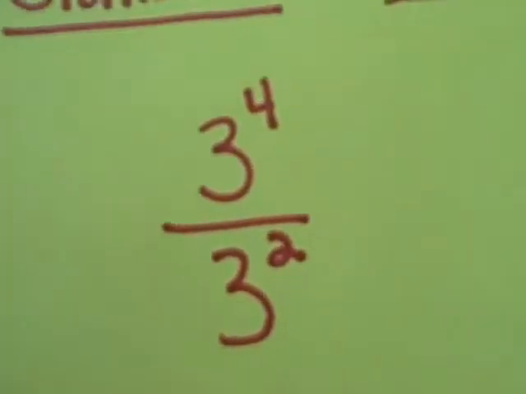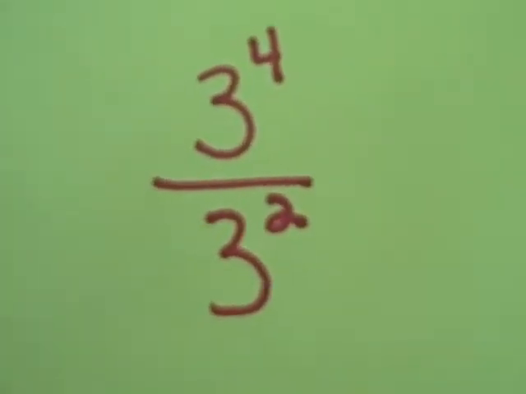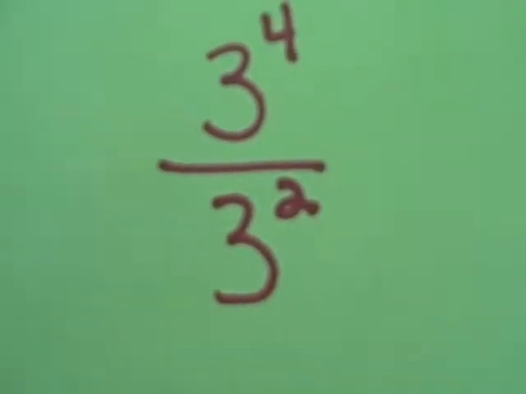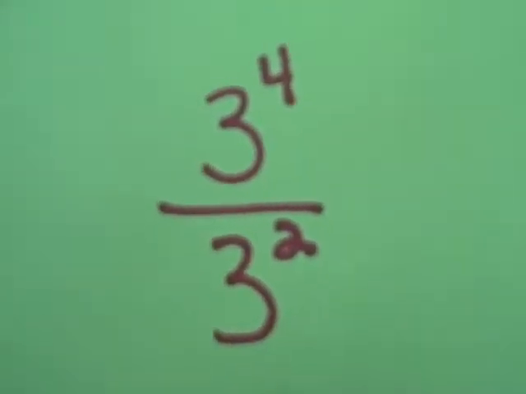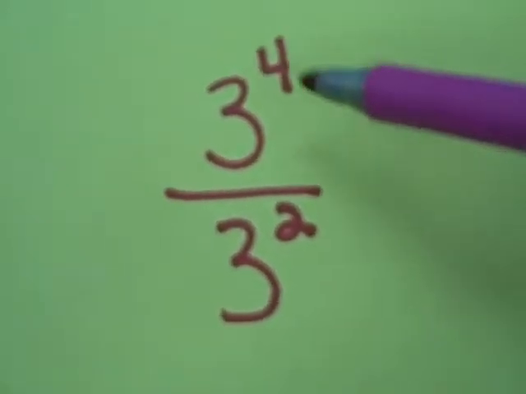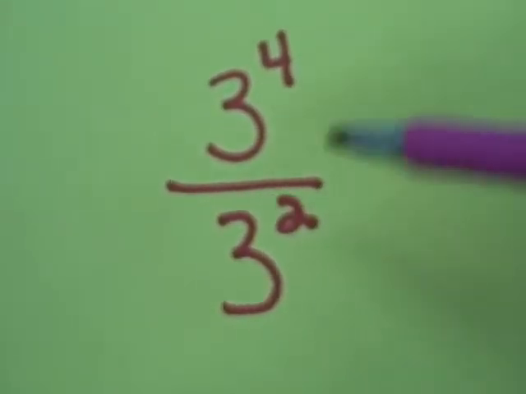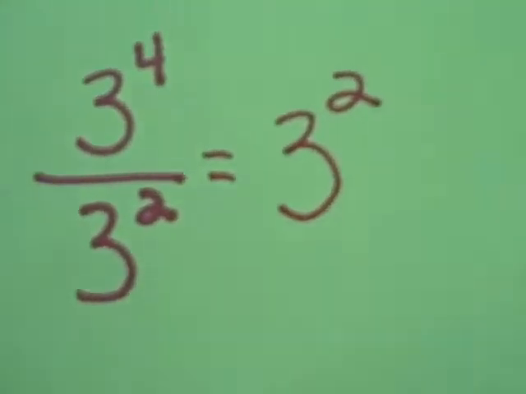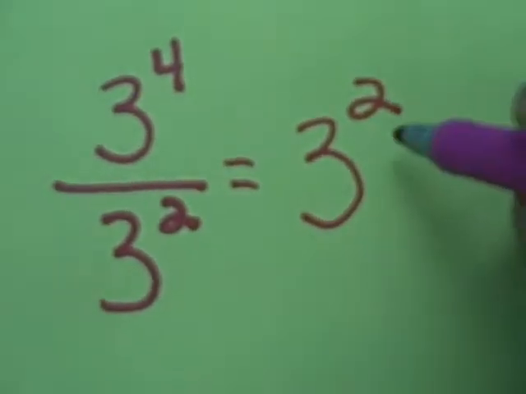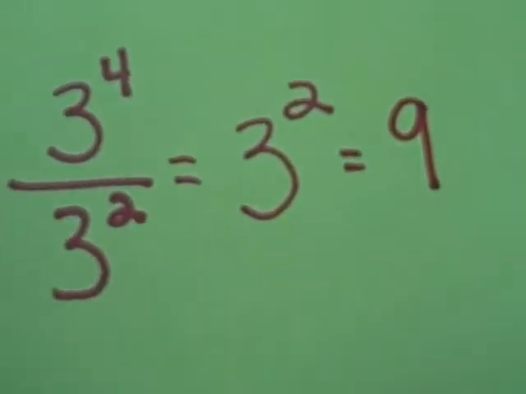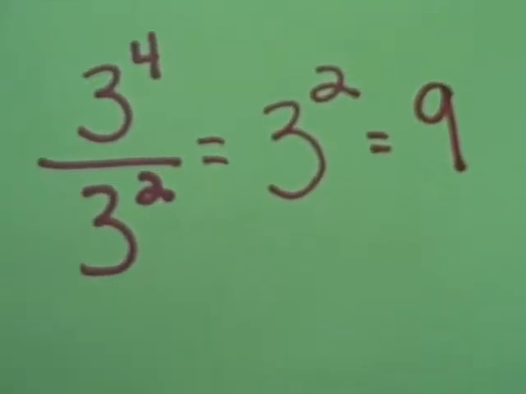And if you look at your packet, you see that the law says that if you're dividing with like bases, you subtract the exponents. So we see that we have like bases with 3, so we're going to subtract these exponents. 4 minus 2 is 2. So 3 squared. And if you don't have any variables, you should always evaluate, and 3 squared is 9. The answer to example 1 is 9.